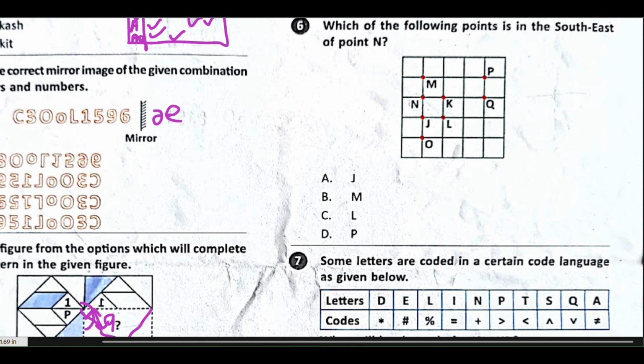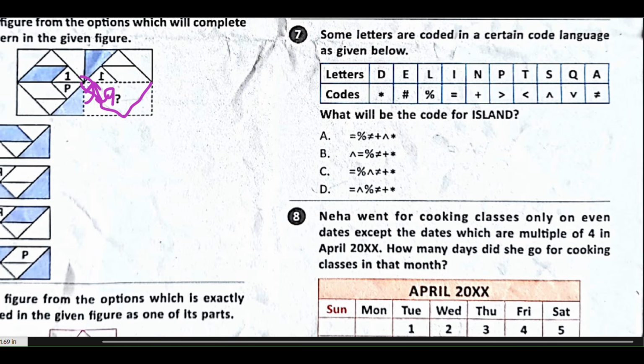Question number 6. Which of the following points is in the southeast of point N? So here we can make this, and we will write the directions north, east, west and south. Southeast means between south and east. So this is southeast. Now this same direction will take N as the center. Now in this same direction we can see that point L comes here. So option C is the correct answer.